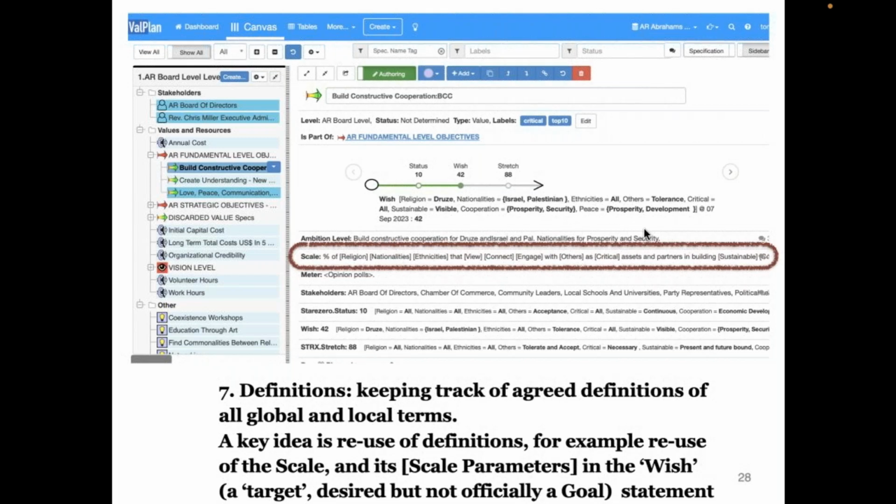And anyway, that sounds nice, but what about a scale of measure for constructive cooperation? And so here's what we came up with. We worked 2 years building this model. That's the percentage of the religions, nationalities, and ethnicities that view, whatever that means, connect, whatever that means, engage. The capital letter says this is a defined term.